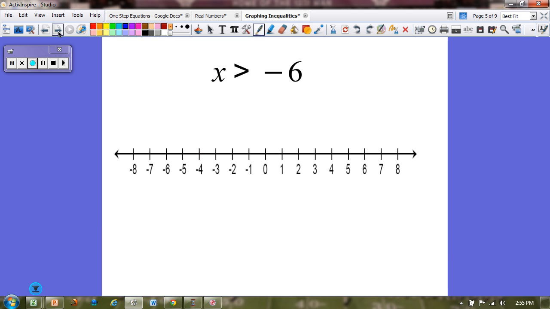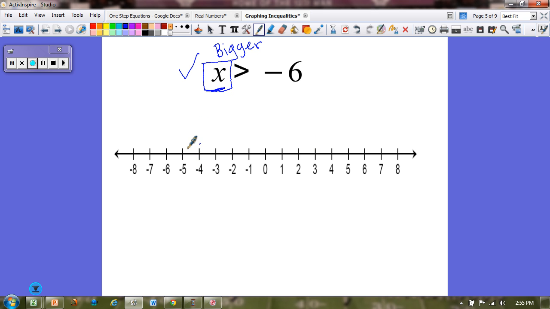Okay, we're going to start doing a couple examples. So in this case, we're going to look at our symbol. First off, we see that we have a greater than symbol. So x is going to be bigger than -6. And we also check, is my variable on the left side? Yes, it is. So we're good to go ahead and start graphing.